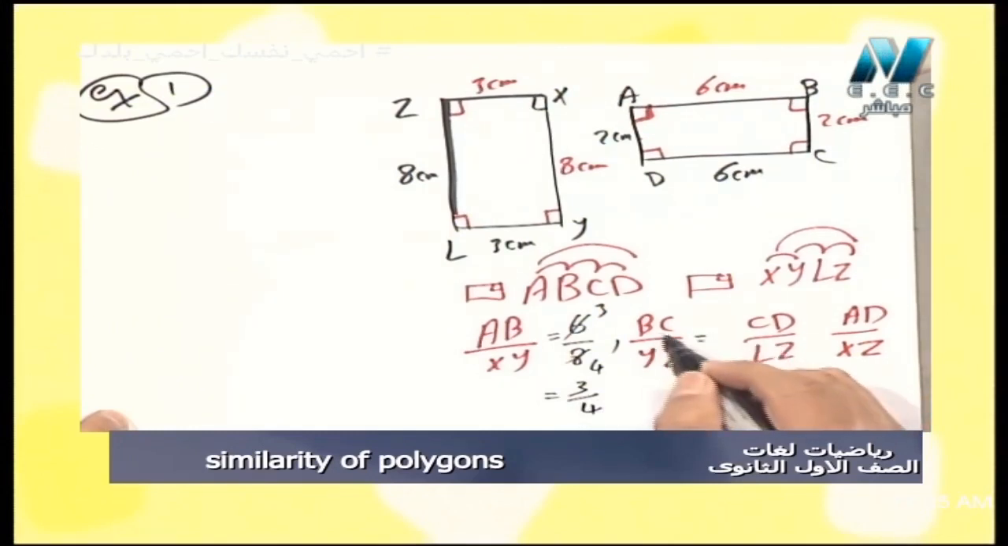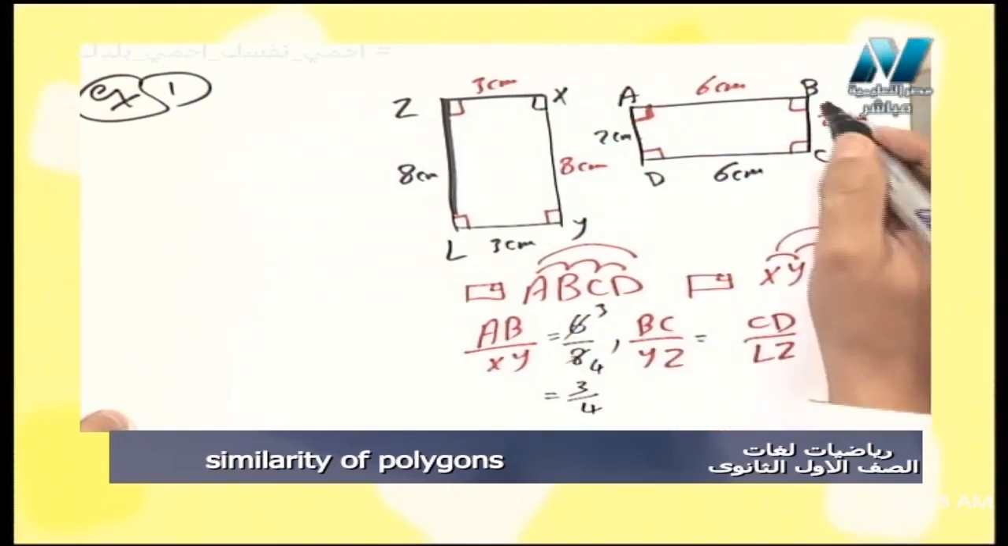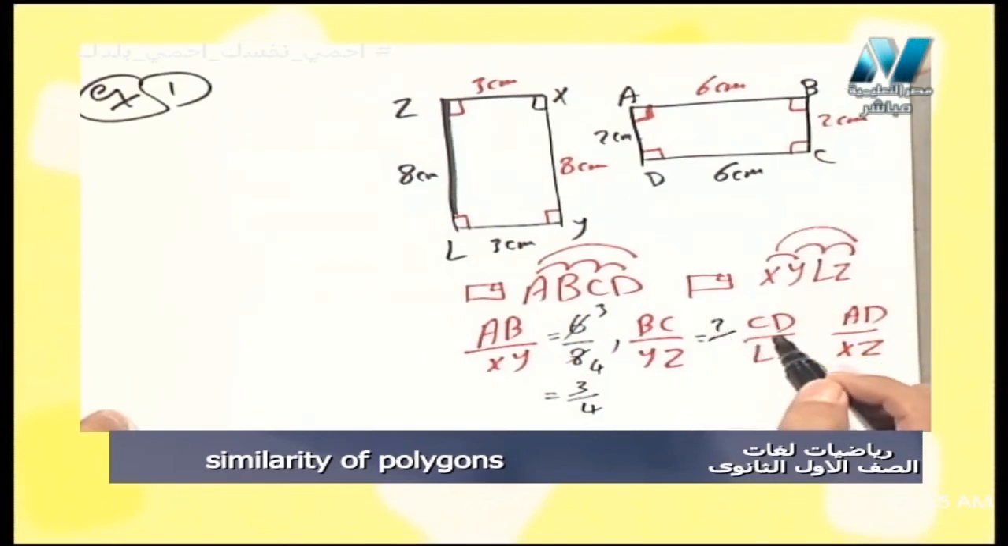Let's look at BC over YZ. BC is 2 over LZ is 8.